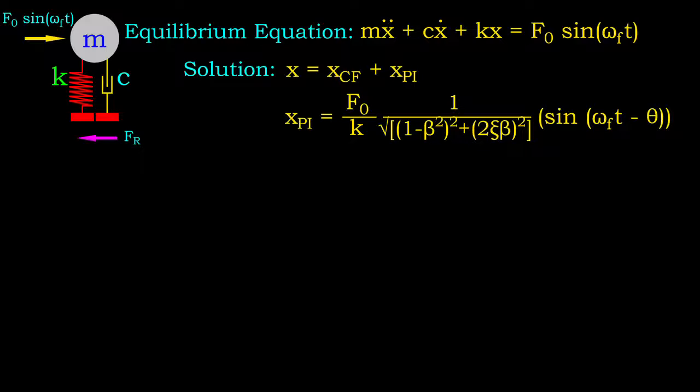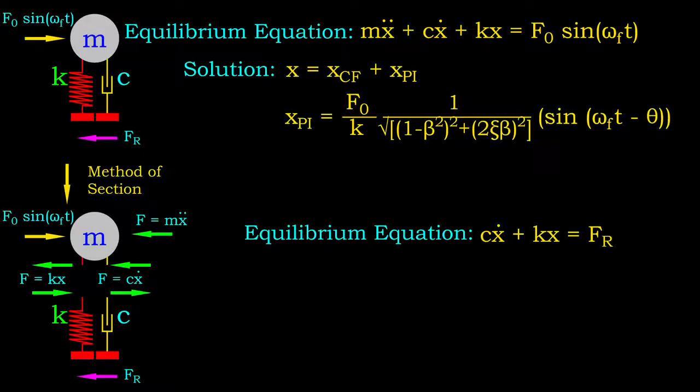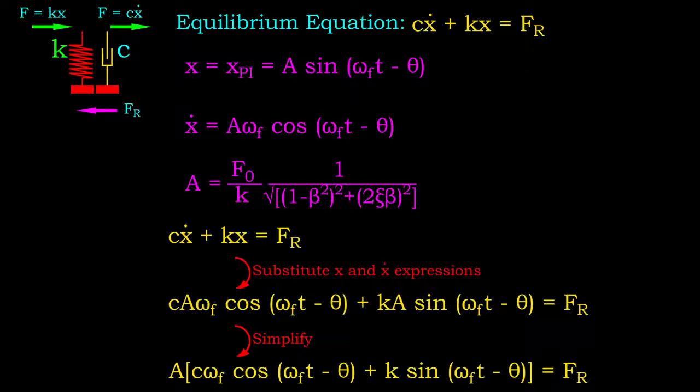To inspect this, we first need to mark the reaction force. Let's use the method of sections and cut through both the damping and stiffness components. Under equilibrium, the reaction force in the supporting ground equals the summation of the damping force and the stiffness force. As usual, we only focus on the steady-state response of the system, since it persists as long as the harmonic load is applied to the system.